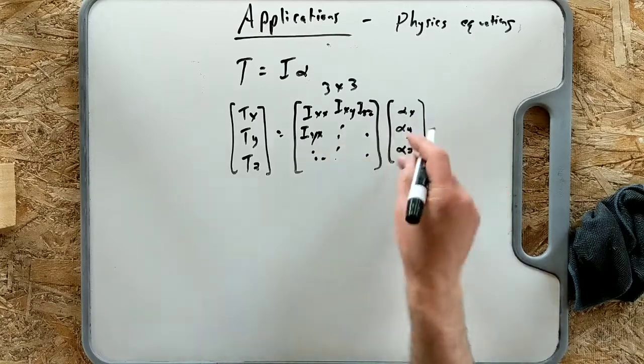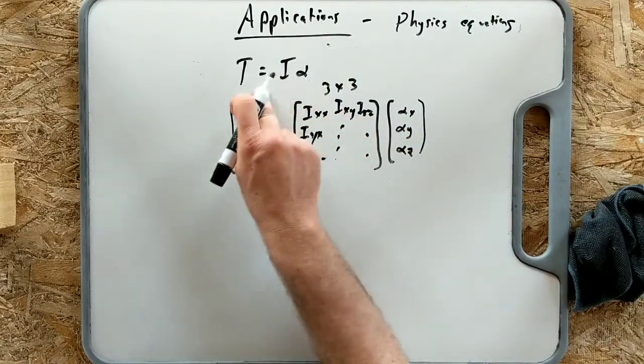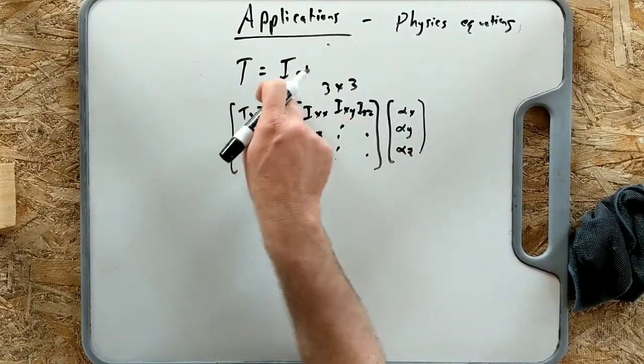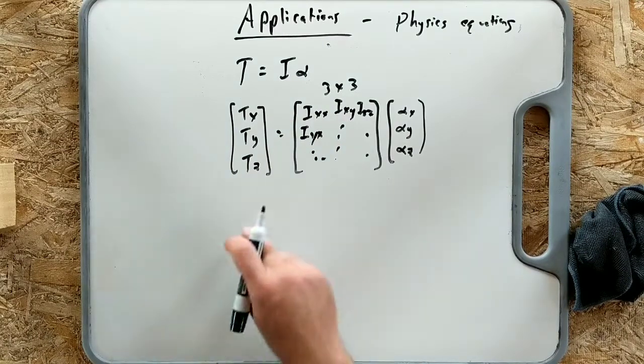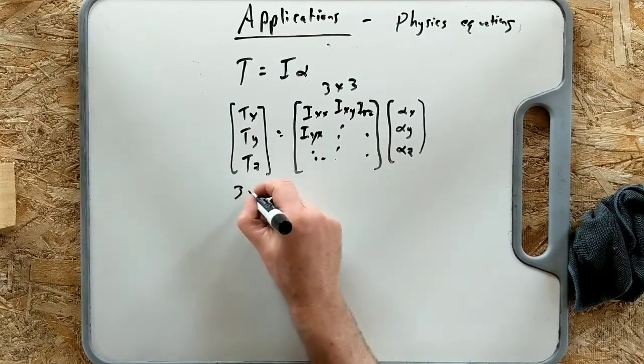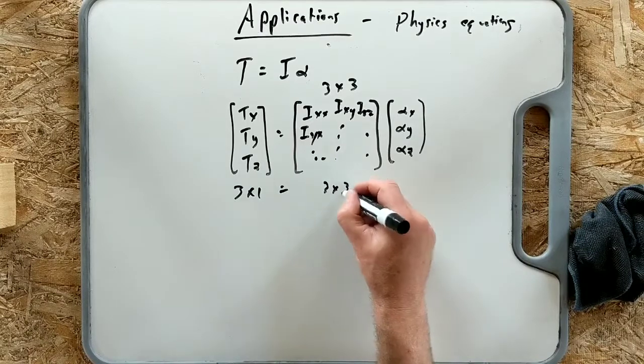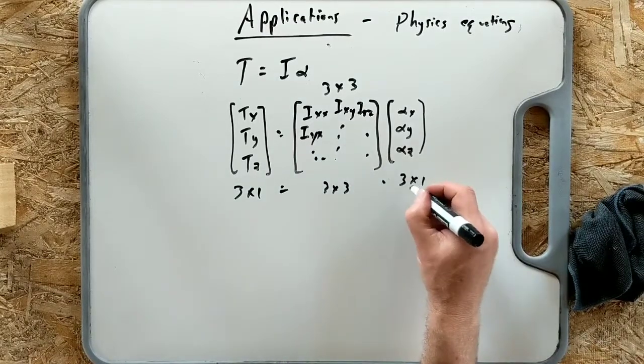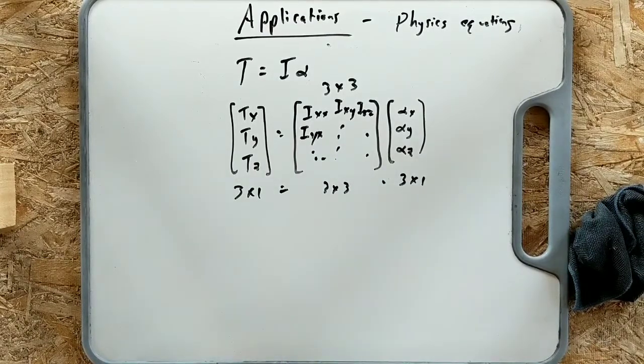So this is matrix multiplication, and if you have physics or physical science, this very simple linear equation is actually a 3 by 1 equals a 3 by 3 times a 3 by 1. A relatively more complex matrix equation.